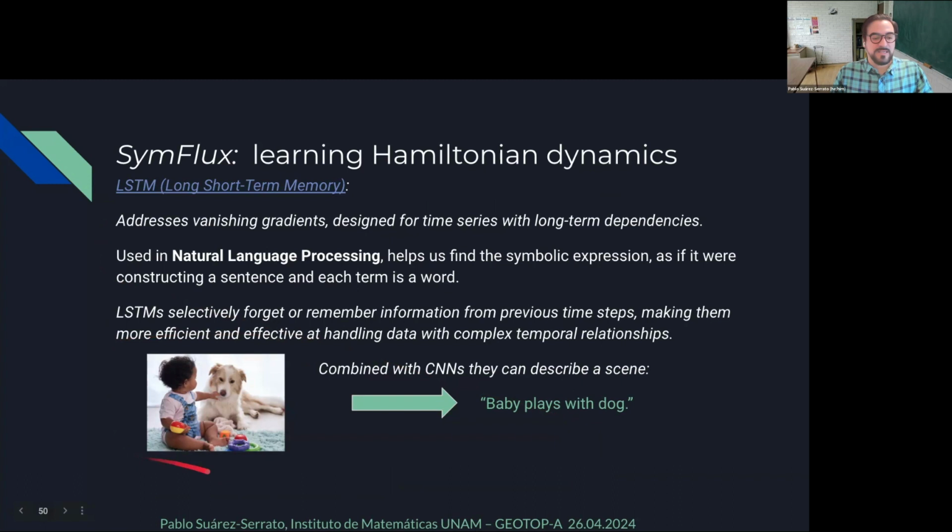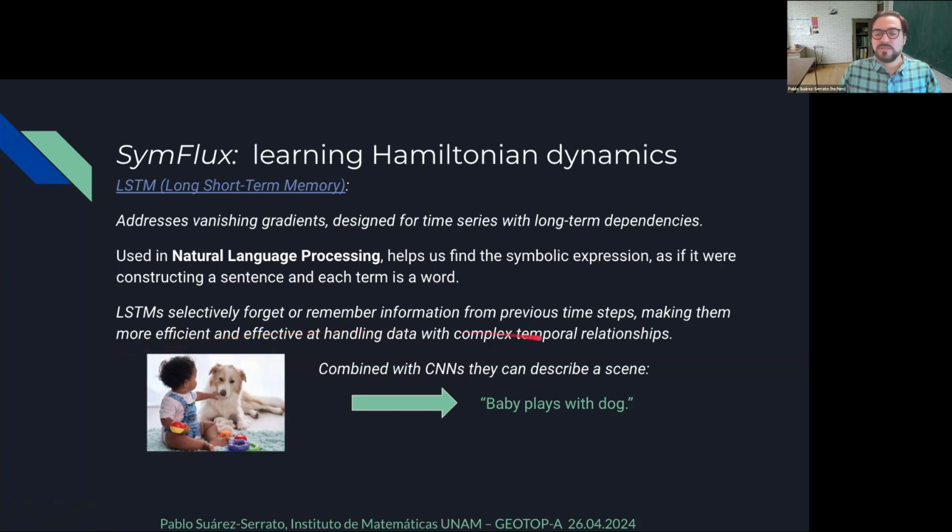So if we feed one of these systems that have CNN and LSTM architectures for scene description this picture, it'll, for example, come out with something that says baby plays with dog, and it'll describe the scene very succinctly or very expressively, depending on how the architecture was defined. And these selectively forget or remember the information from previous time steps, making it more efficient and effective at handling data with complex temporal relationships.